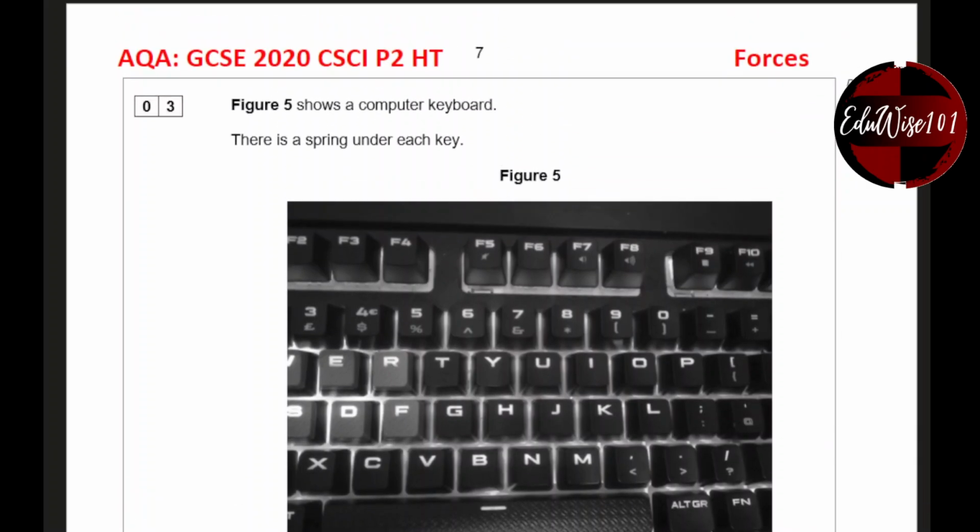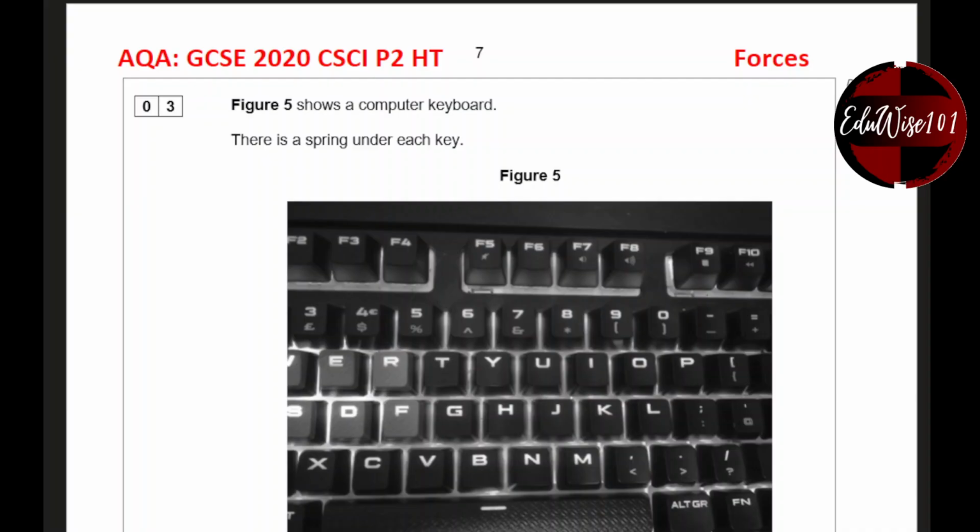In this video, I'm going to go through the AQA 2020 Combined Science Physics Paper 2 Higher Tier. Question number 3 is on the topic of forces to do with spring constant, Hooke's law and elastic potential energy.